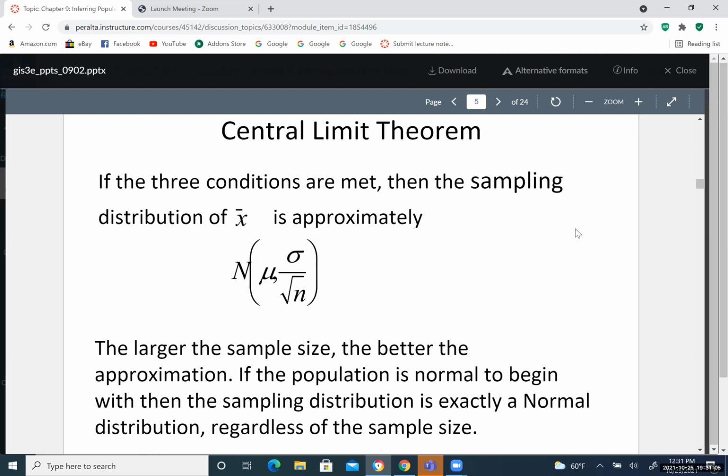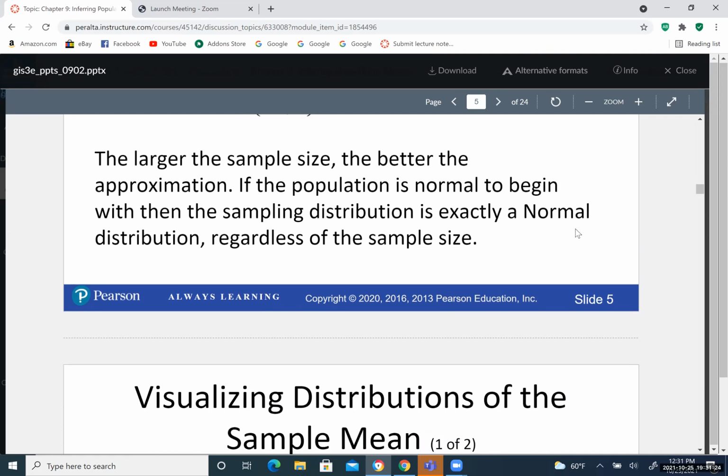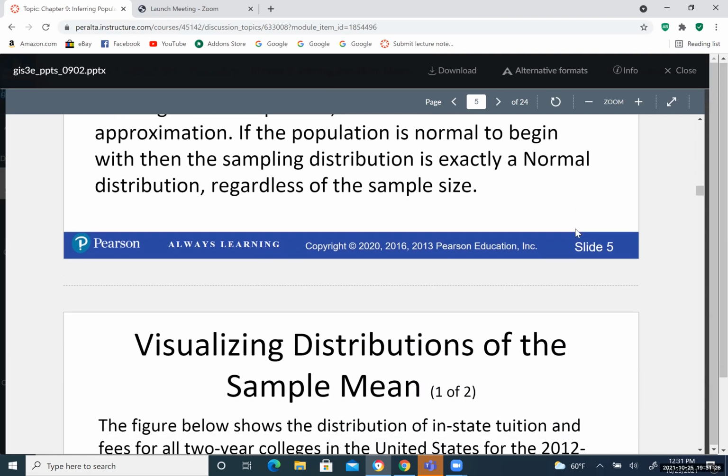Just here is the notation only. You're not going to do any work yet. So the larger the sample size, the better the approximations all the time, right? If the population is normal to begin with, then the sampling distribution is exactly a normal distribution, regardless of the sample size.